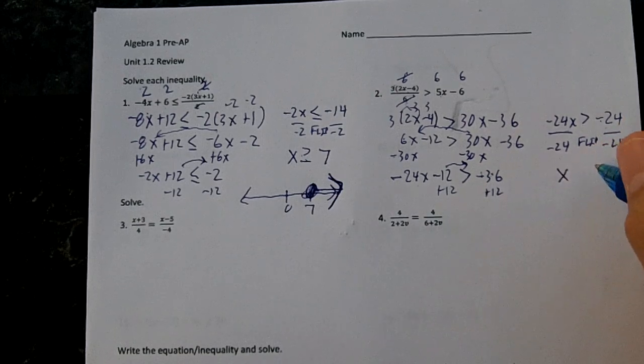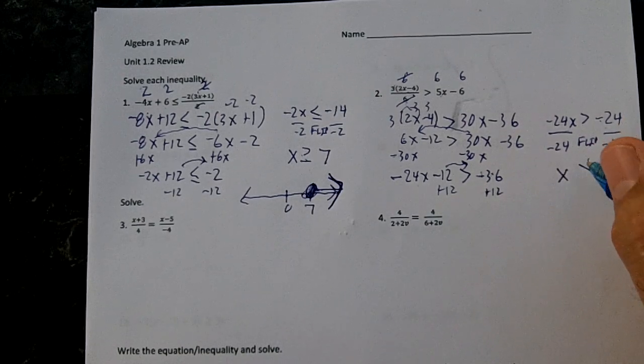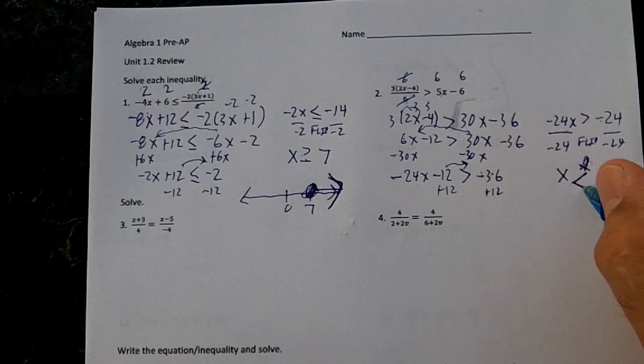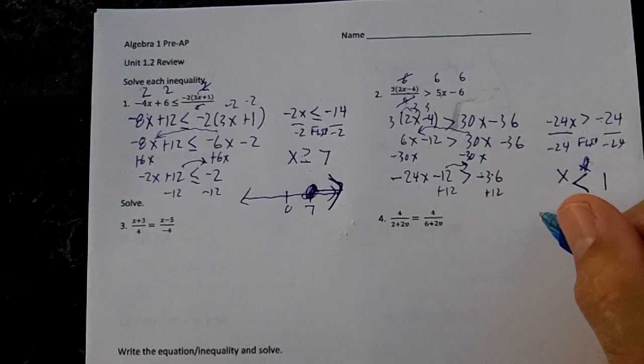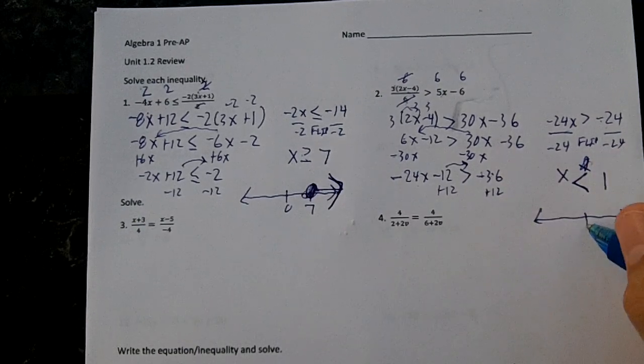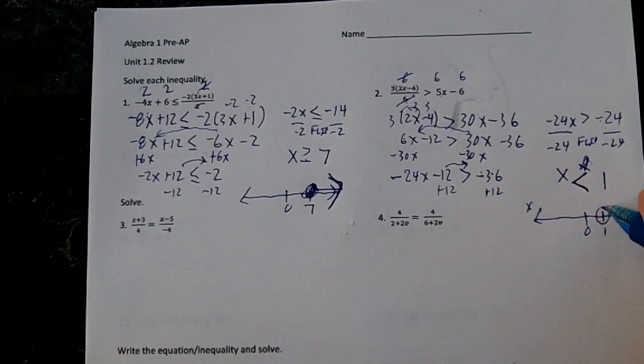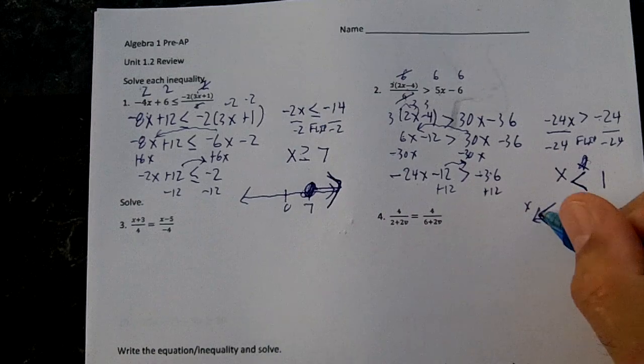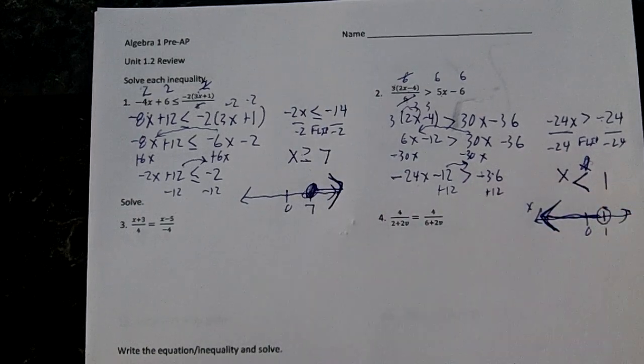So I'm going to have x less than, flip it, less than 1, right? So my graph would be x-axis 0 and a 1, an open dot over the 1, and the arrow would go left, wouldn't it? That's what the graph would look like.